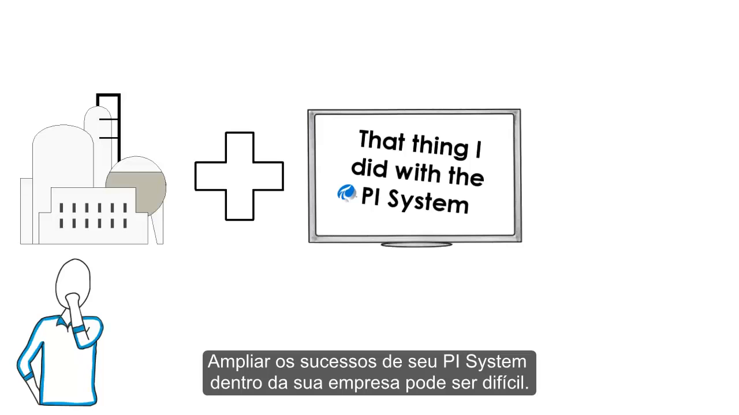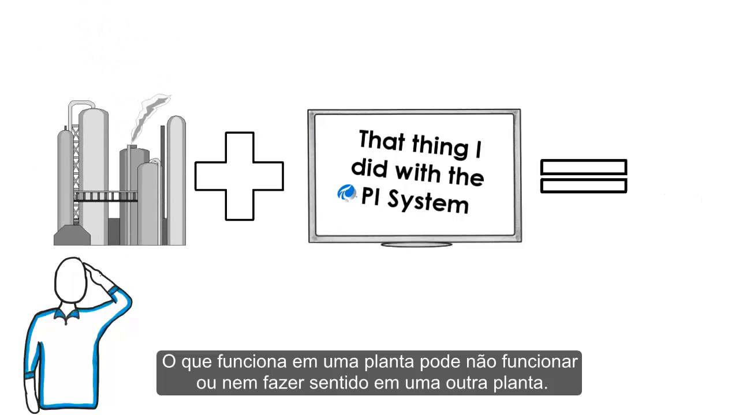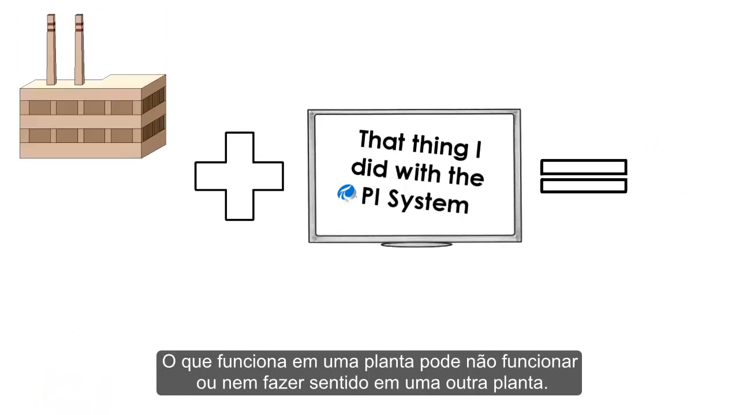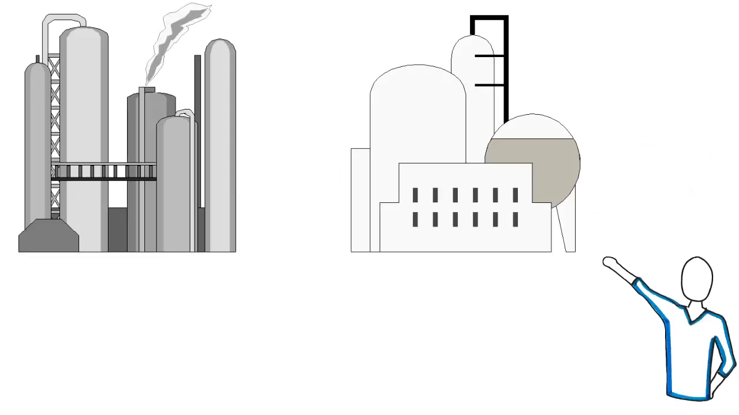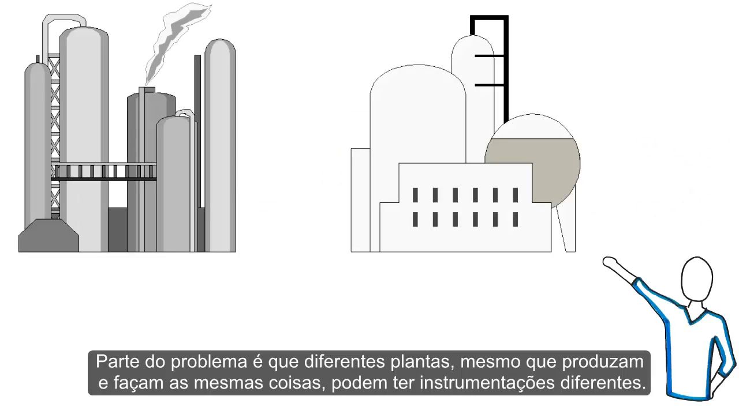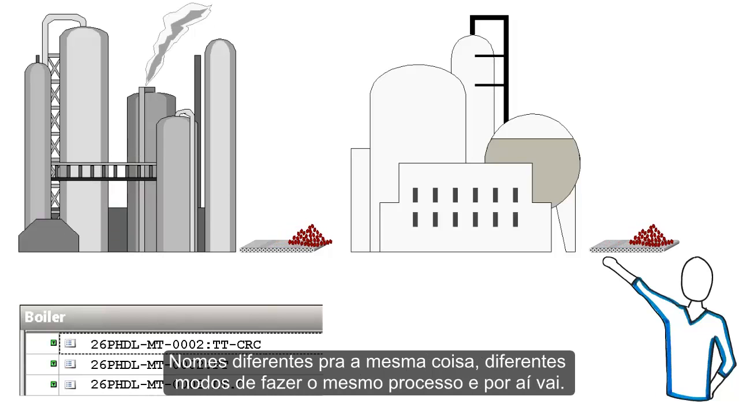Scaling up your Pi system successes across your company can be difficult. What works at one site might not work or even make sense at another. Part of the problem is that different sites, even if they make the same stuff and do the same thing, might have different instrumentation, different names for the same thing, different ways of doing the same roll-up, and on and on.